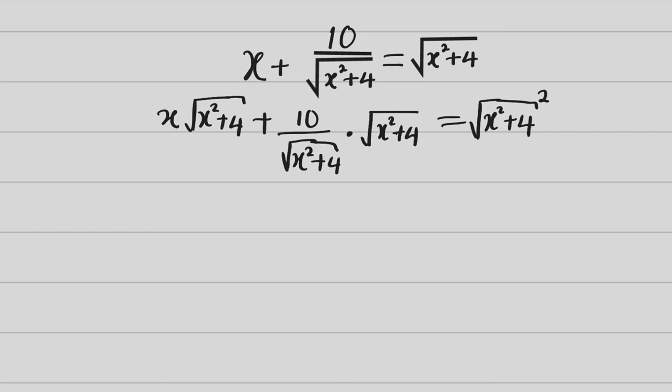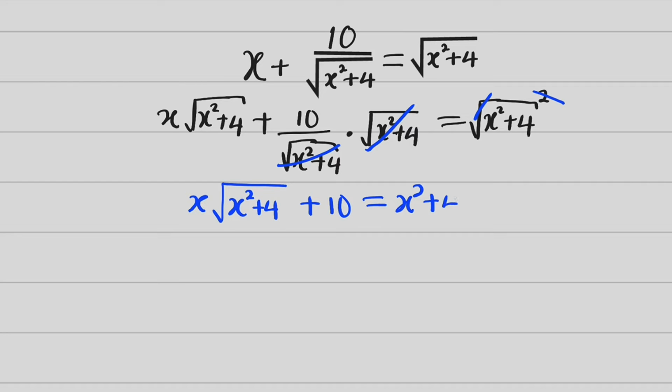So let us perform our cancellation here. You can see this will cancel this, leaving only 10 here, and this power of 2 will cancel this root. So what we have to the left is just x root of x squared plus 4 plus 10, because root of x squared plus 4 has gone, and to the right we have x squared plus 4.